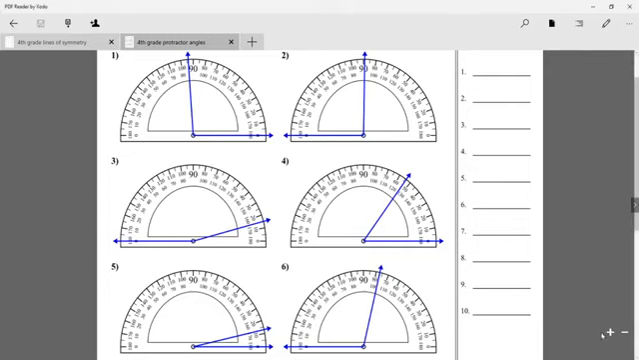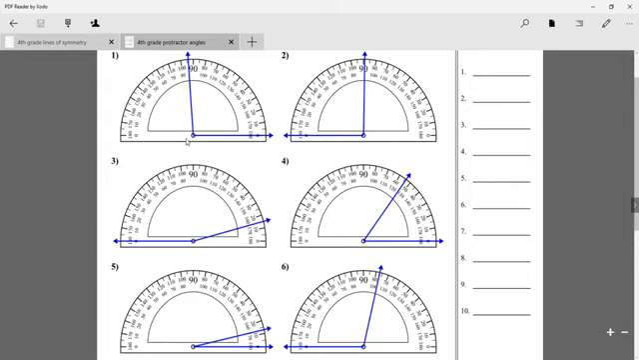Alright, and today we are going to go over how to use protractors again. So let's start. Alright, so we need to find these angles, right?